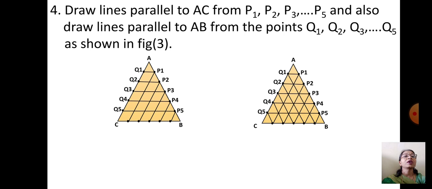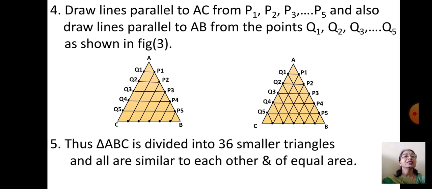So in this way you will divide the triangle into 36 smaller triangles, and all are equilateral, and we know equilateral triangles are similar to each other. So that means our bigger equilateral triangle ABC we have divided into 36 smaller equilateral triangles. So understood? In this way all those 4 cutouts we have used.